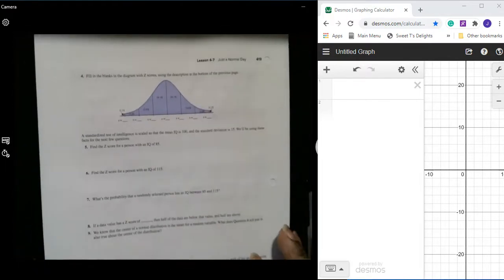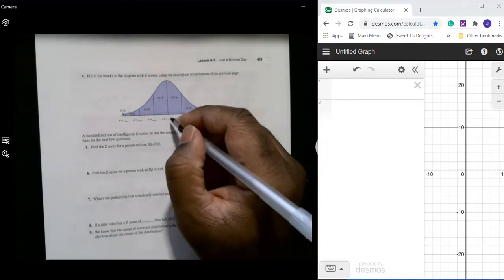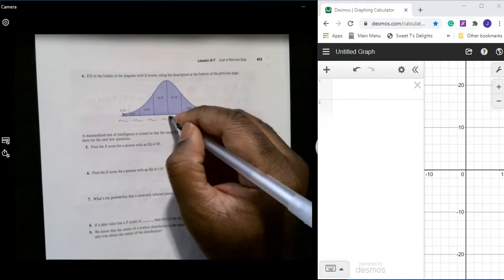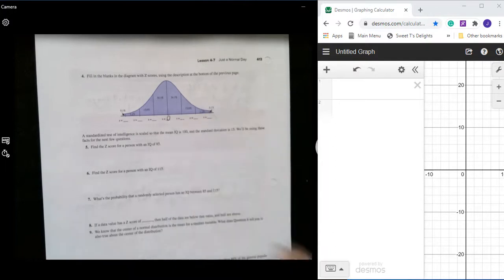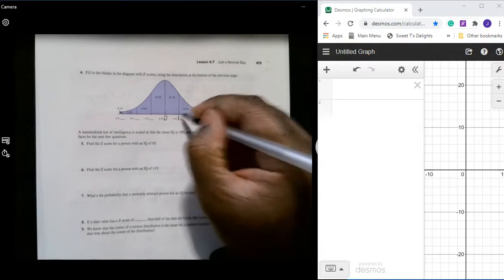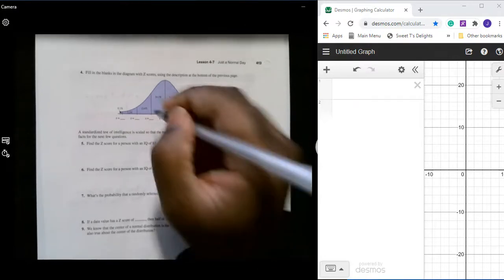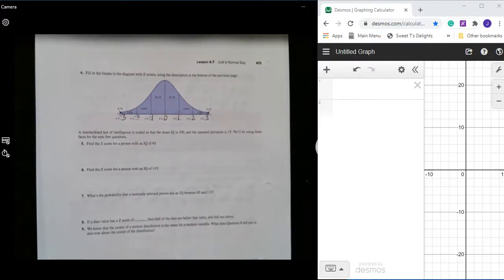Now we come back to problem number 4. Problem number 4 states, fill in the blanks in the diagram with Z-scores using the description at the bottom of the previous page. Okay, so basically we're looking at standard deviations. Now, if you look here, this middle value is the mean. And remember, standard deviations is how far it's away from the mean. So your Z-score would be 0, because it's exactly on the mean. Now here, this is one standard deviation above, 2, and then 3. Here, this would be -1, -2, and -3 standard deviations away from the mean.